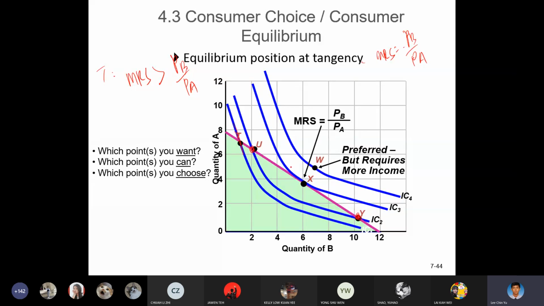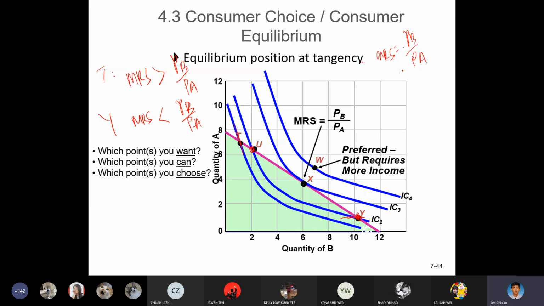This one is a different story. This one is opposite, for Y. For Y, you notice that the value of your MRS is less than the slope of the budget line. You can see the slope is like this, the budget line is much steeper. So we want to achieve equality.